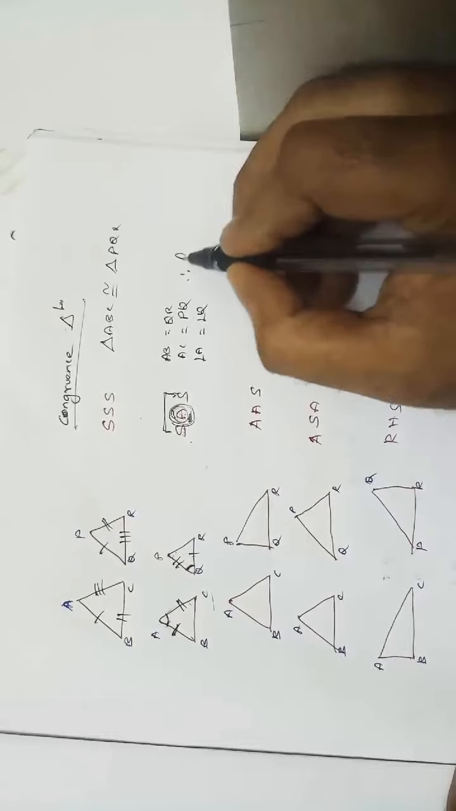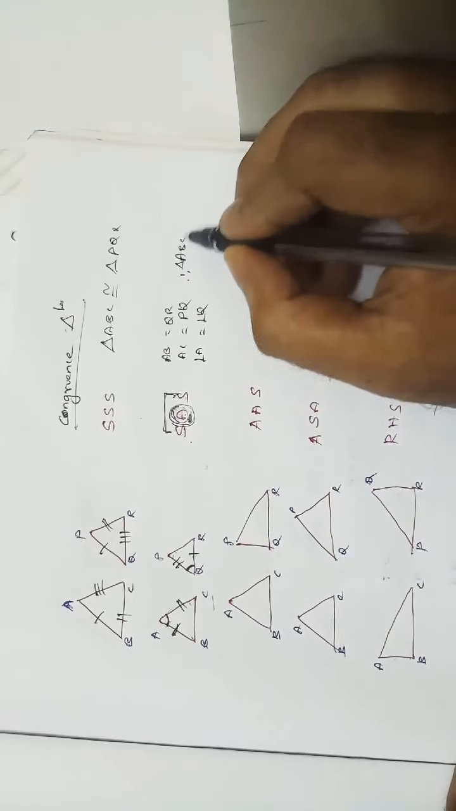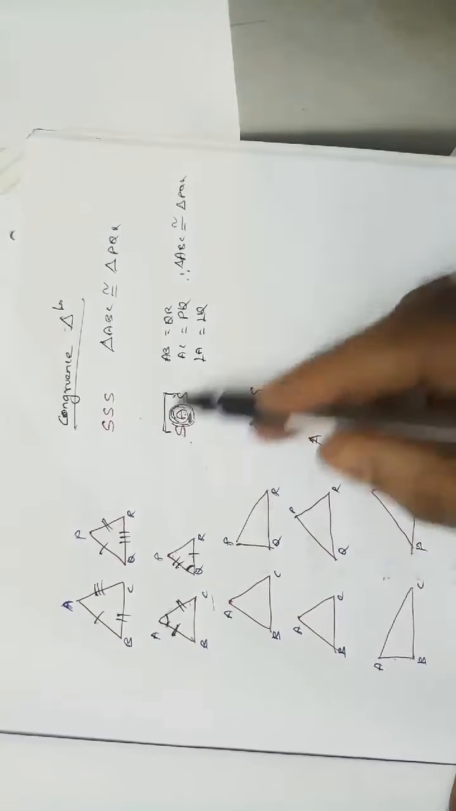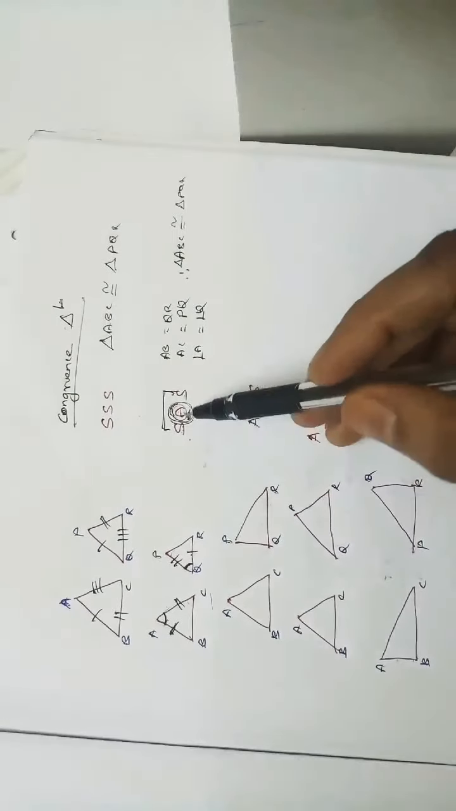Therefore triangle ABC is congruent to triangle PQR by which rule? Side, angle, side. Now what is the third one?